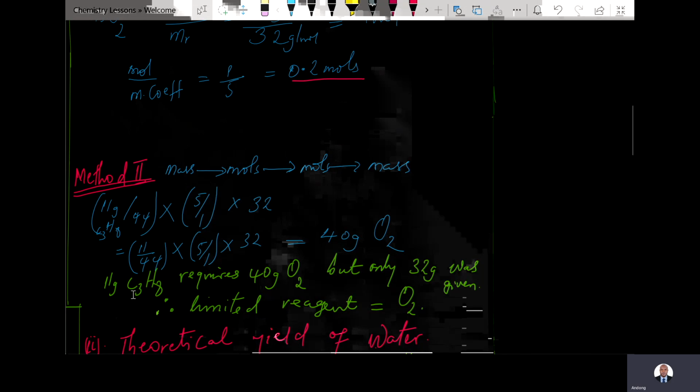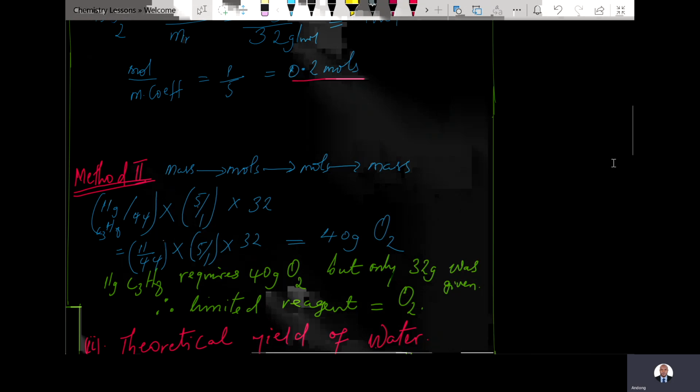11 grams of propane requires 40 grams of oxygen, but only 32 grams was given for the reaction. We can conclude from here that for a complete reaction, 11 grams of propane will require 40 grams, but because only 32 grams of oxygen was given, we say oxygen is the limiting reagent. That is the second method in calculating the limiting reagent.